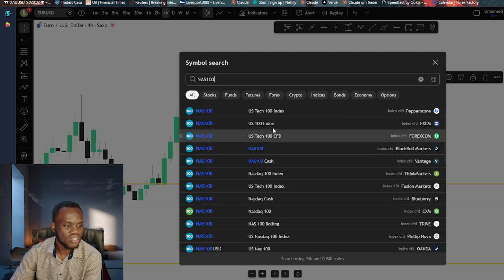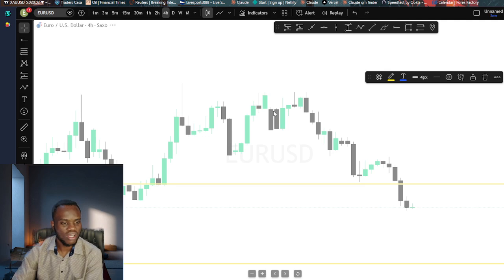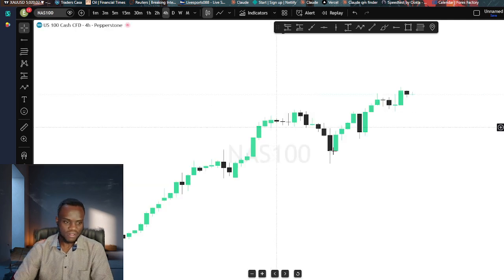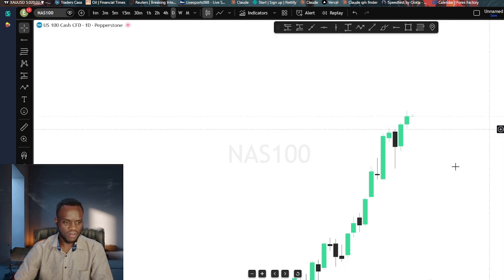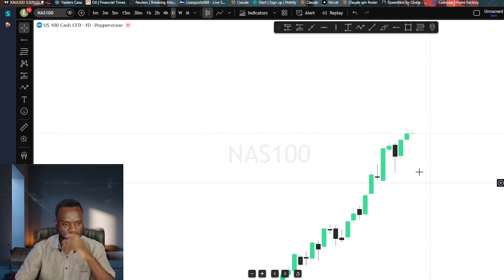So it's US Tech 100. We can see it has been bullish for the past days. Let me check. So we are bullish on the NAS 100, but what do we see here? We can see that we have levels. So let's first mark our levels.